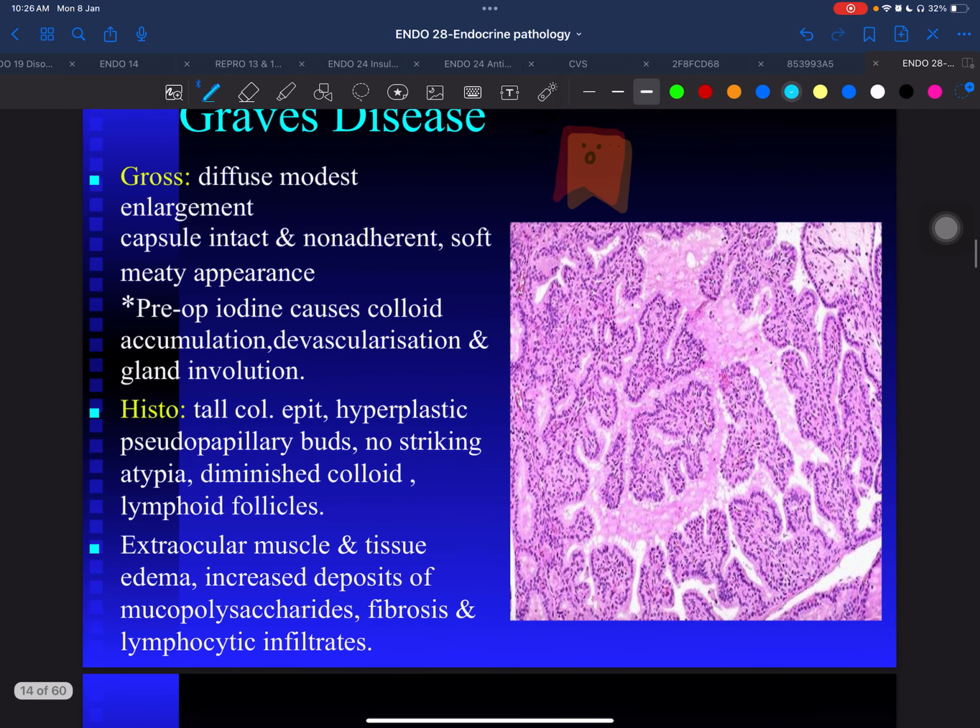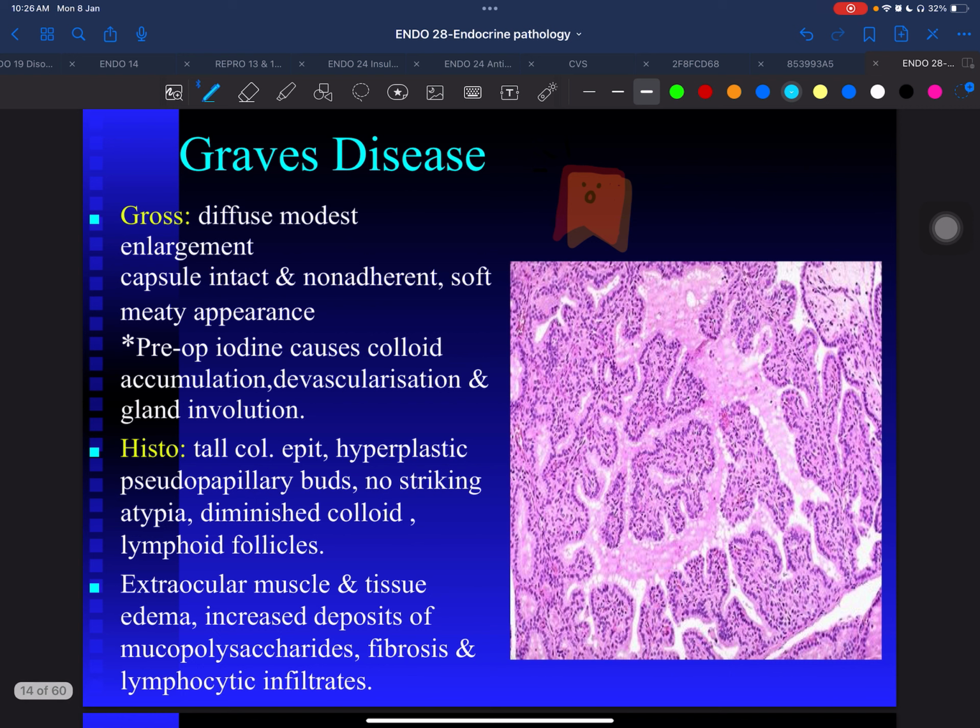Okay, so grossly you see diffuse enlargement of the thyroid gland. The capsule is intact. It's not adherent, not adherent like the riddles earlier. It's a meaty appearance. When you cut it, the thyroid gland looks like meat. When you cut meat, that's its colour. Red, meaty appearance. And pre-op iodine causes colloid accumulation and devascularization. Usually before operation, you want to shrink it a bit, so you give iodine to cause devascularization and also gland involution, so that it's not very vascular, so that there's reduced risk of bleeding during surgery.